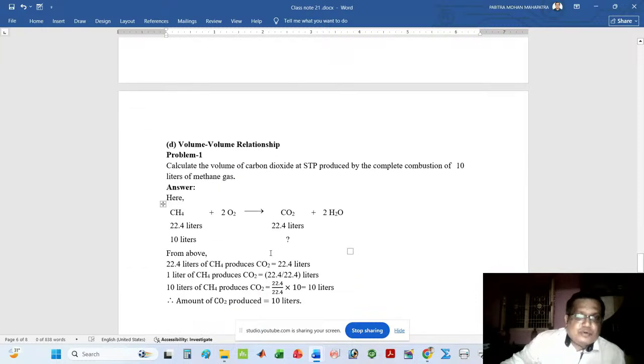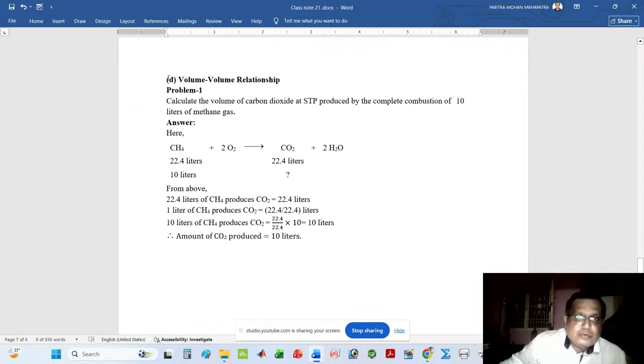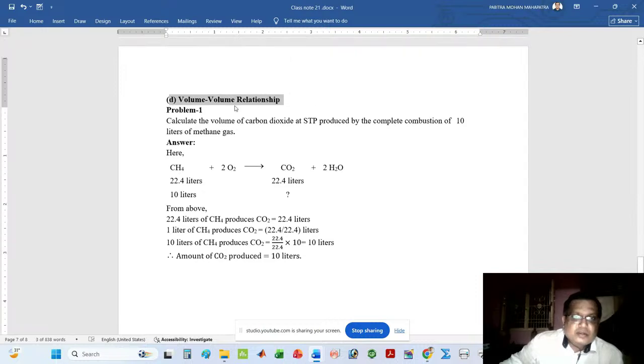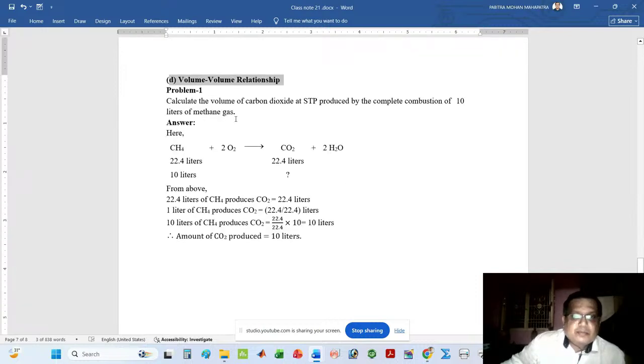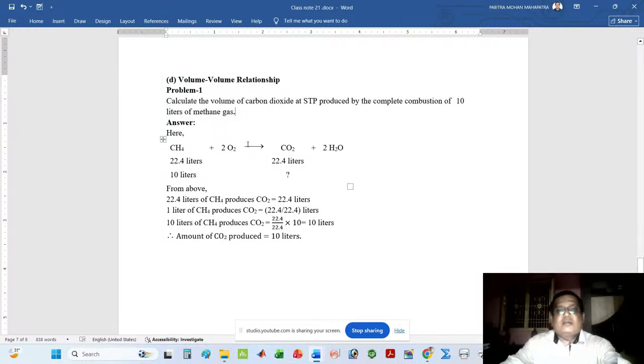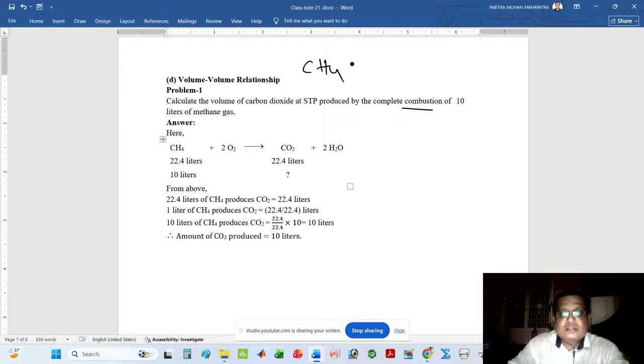Next, move to the last equation, that is the volume relationship. Problem number 1. Here volume is given, volume is the target. Calculate the volume of carbon dioxide at STP produced by the complete combustion of 10 liter of methane gas. Methane gas means CH4. Combustion means reaction with oxygen. Remember an important point: when any hydrocarbon undergoes combustion, then carbon dioxide and water are formed. This is the main concept.